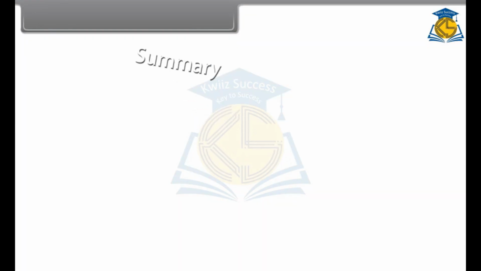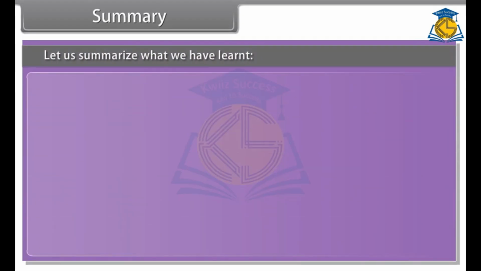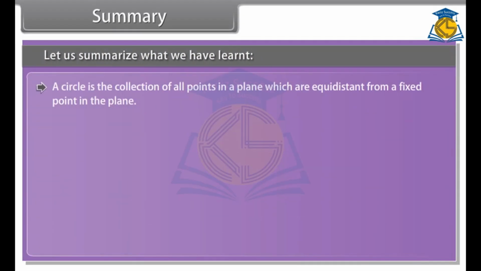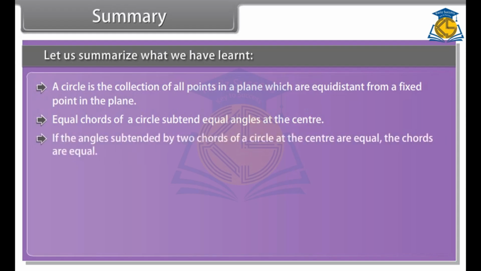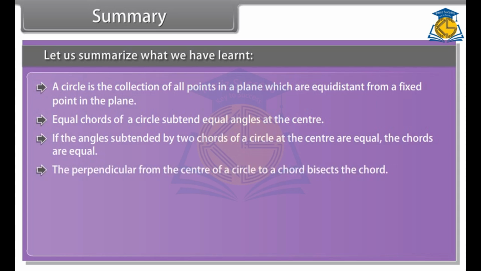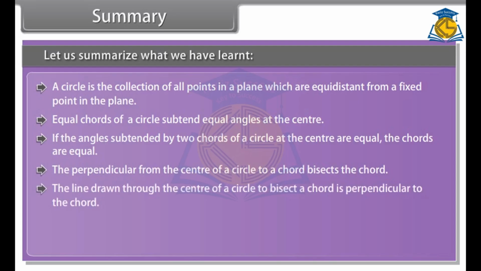Summary. Let us summarize what we have learned. A circle is the collection of all points in a plane which are equidistant from a fixed point in the plane. Equal chords of a circle subtend equal angles at the center. If the angles subtended by 2 chords of a circle at the center are equal, the chords are equal. The perpendicular from the center of a circle to a chord bisects the chord. The line drawn through the center of a circle to bisect a chord is perpendicular to the chord.